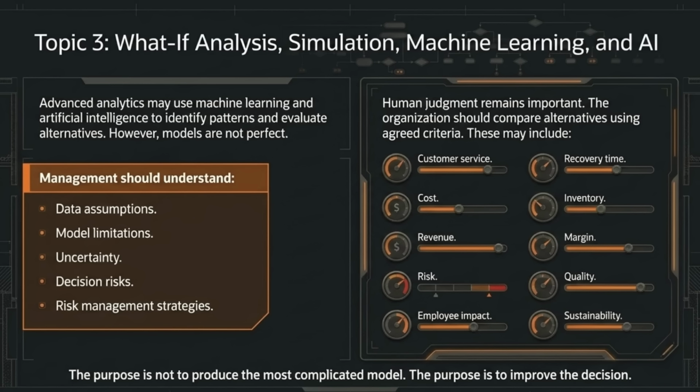The organization should compare alternatives using agreed criteria. These may include customer service, recovery time, cost, inventory, revenue, margin, risk, quality, employee impact, sustainability. The purpose is not to produce the most complicated model. The purpose is to improve the decision.